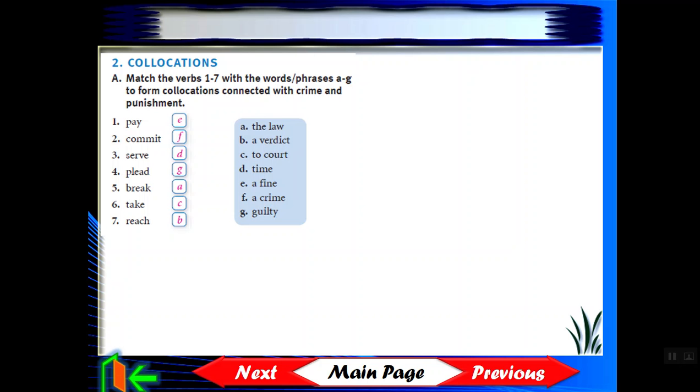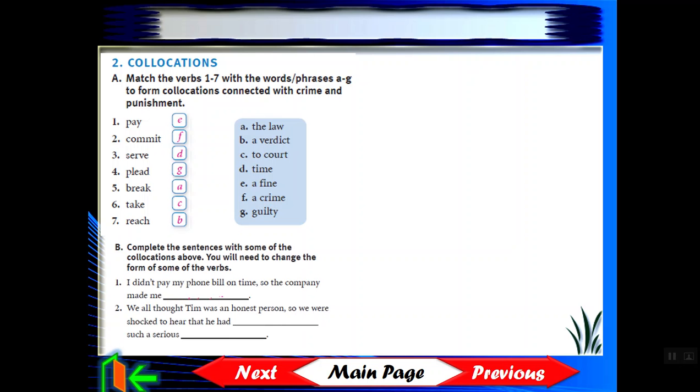Reach. Now in the Western or American judicial system, there is a jury, which is هيئة المحلفين. So the judge asks, did you reach a verdict? هل توصلتم إلى قرار؟ So reach a verdict about the crime, about the criminal, whether he is guilty or not, مذنب أو لا.